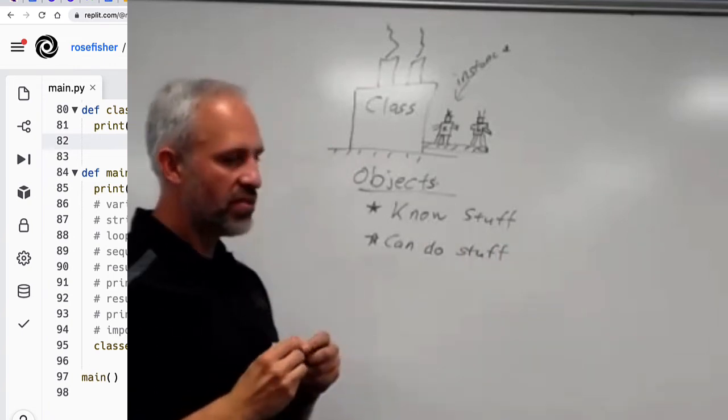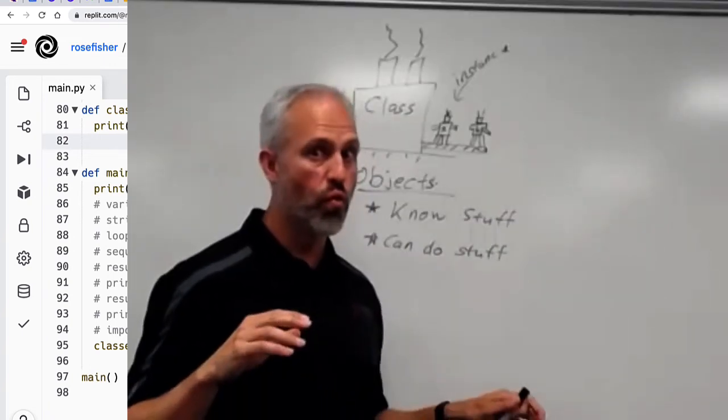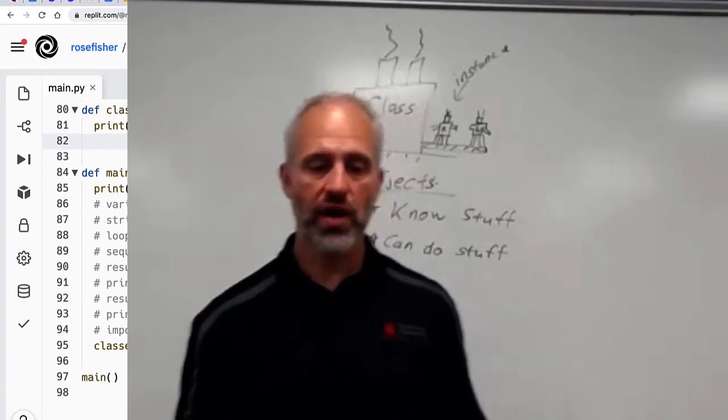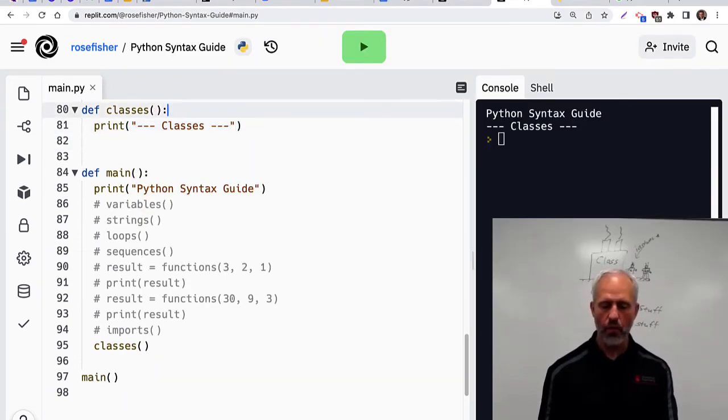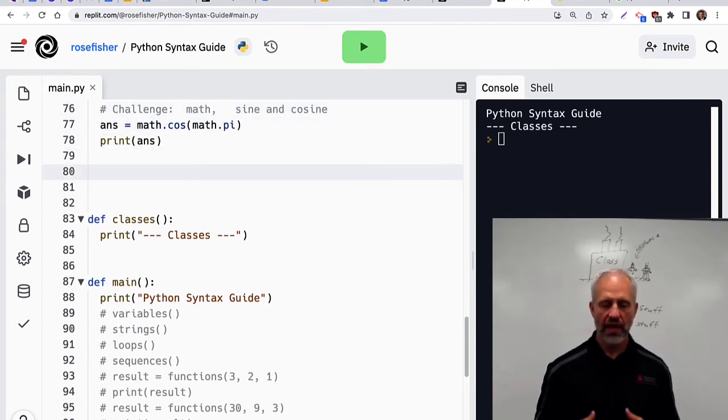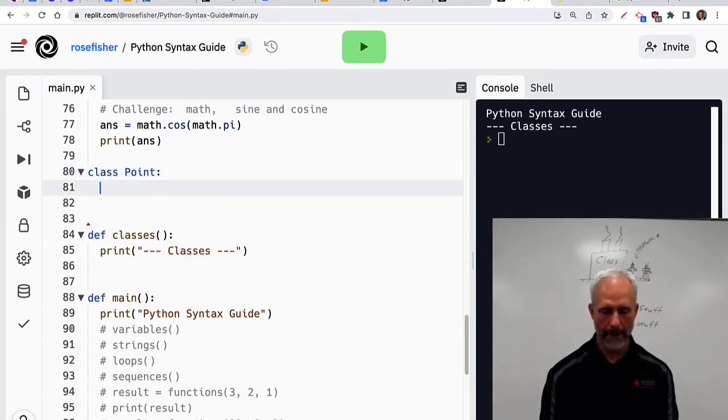And classes become really useful when you write code in object-oriented programming. So we're going to make a class together. We're not going to make a robot class. We're going to make a class called Point. And so just above the function, which is called classes, I'm going to make a class called Point.